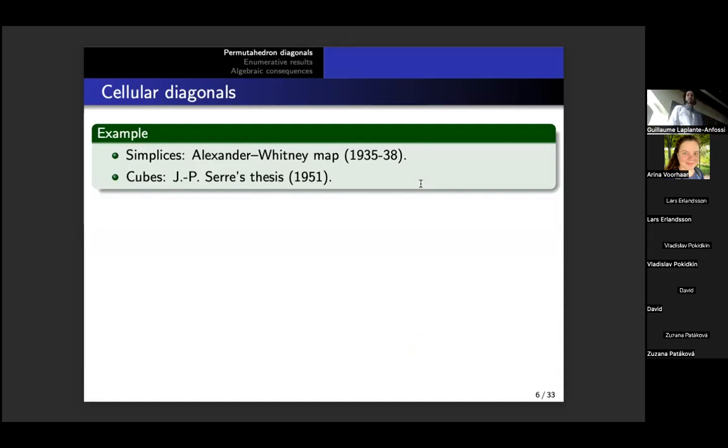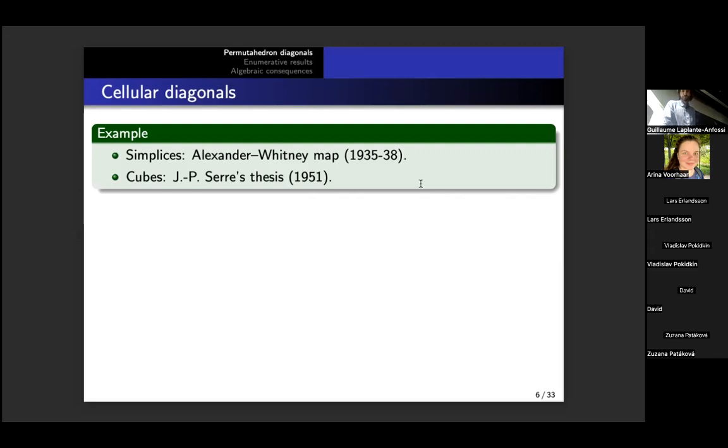So the Alexander Whitney map, which you might know about, is nothing else than a cellular approximation of the diagonal of the simplices. And Jean-Pierre Serre, when he writes his famous thesis, and he wants to use cubical homology, wants to define the cup product, and for that he needs a cellular approximation of the diagonal of the cubes.